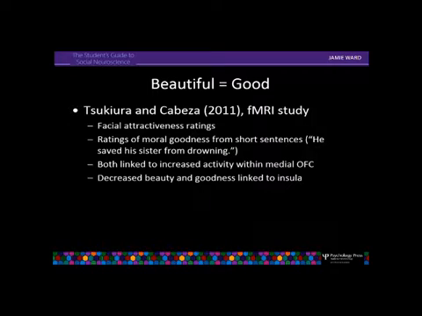And the opposite would be the insula, which is, at least in some models, linked particularly to disgust and bodily reactions and other things. So decreased beauty and moral goodness ratings are linked to the insula. So the idea is that there is some neural overlap between these.